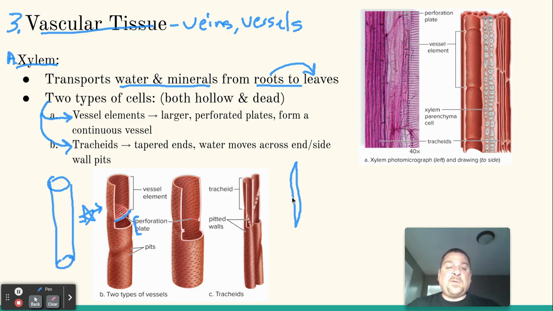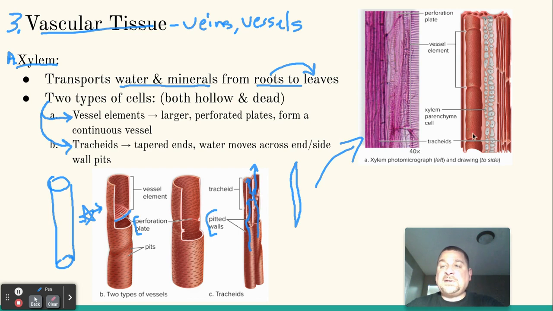The tracheids have more of pointed ends. They're a little bit slimmer, and water moves kind of across them and side to side, and they have these little pitted walls where the water would move up through and then across and then continue on its way. So over here it would come up across the cell membrane and then continue up the plant. Oftentimes they are side by side.